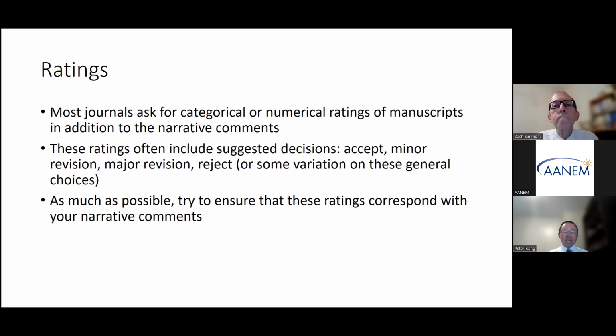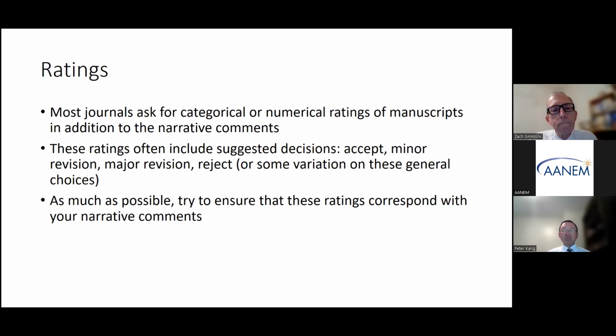Most journals do ask, and Muscle and Nerve is one of them, for categorical or numerical ratings of manuscripts in addition to the narrative comments, and these can often include suggested decisions: accept, minor revision, major revision, reject, or some variation on these choices. Major revision typically means that they do go back to the reviewers to be looked at again. Minor revision typically means that the editorial team, the editor-in-chief, and often the associate editor will be looking at it without sending it back to the reviewers.